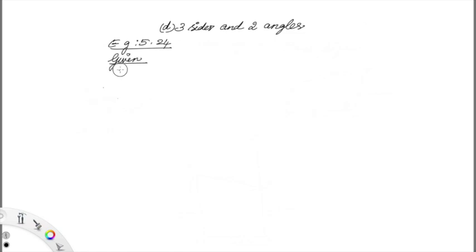Okay. Yes, we'll see the next type using 3 sides and 2 angles. Take the example 5.24. Here what is given? Read the sum. Yes, note it down. AD is 7 centimeter. AD is 5 centimeter. CD is 5 centimeter. And angle BAC is equal to 50 degree. And angle ABC is 60 degree.